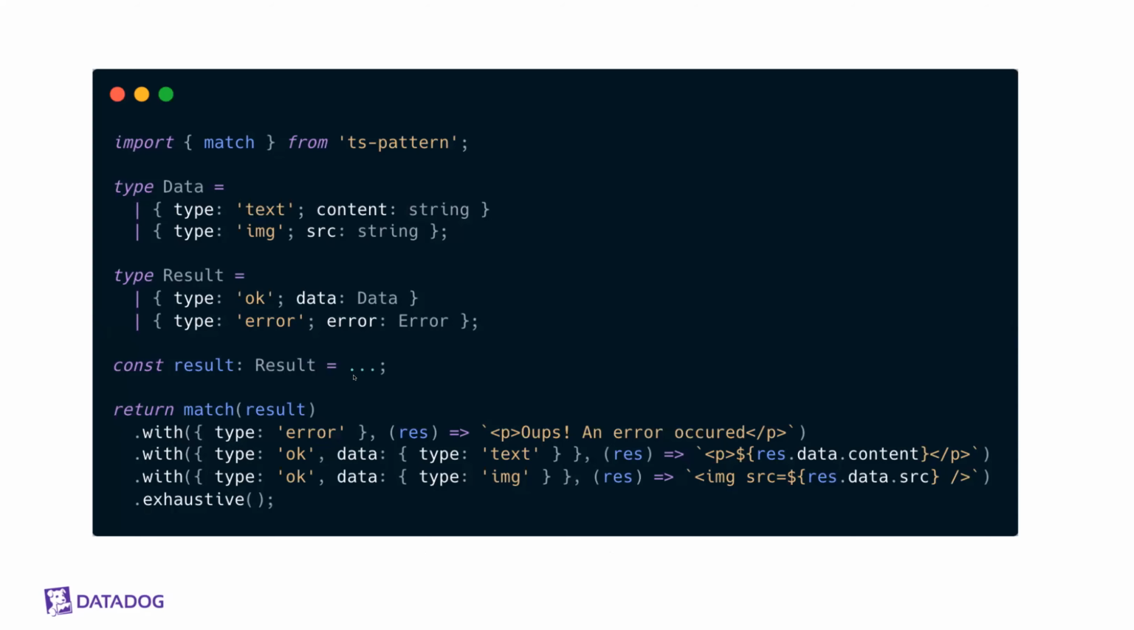So for instance, here, I'm branching on this result value. As you can see, it's a union type, and it also contains a union type in this property. It lets me match on the pattern of my value using this value here. So what I'm essentially saying is that if I have a type OK and the data has type text, then execute this branch of code.